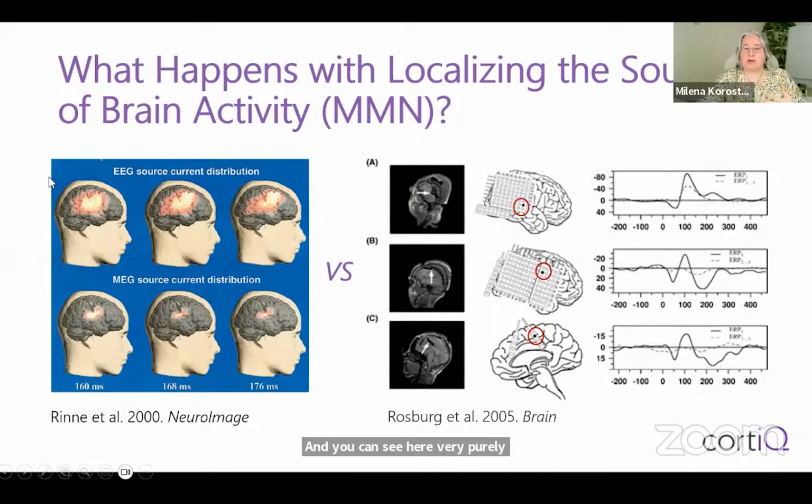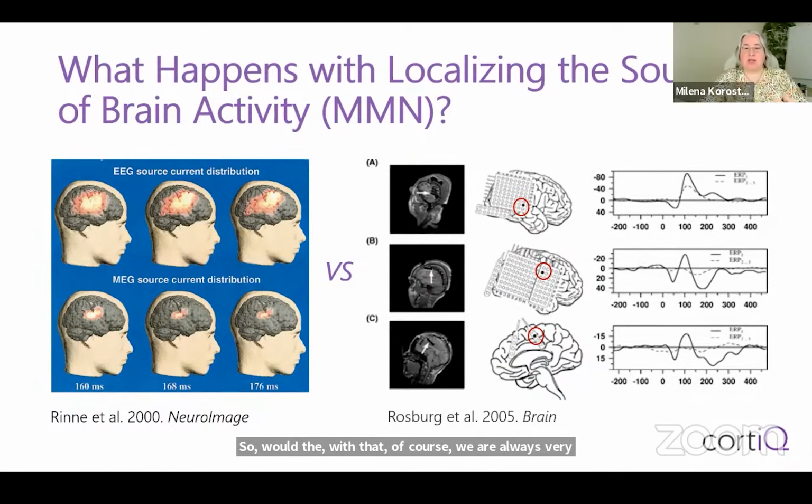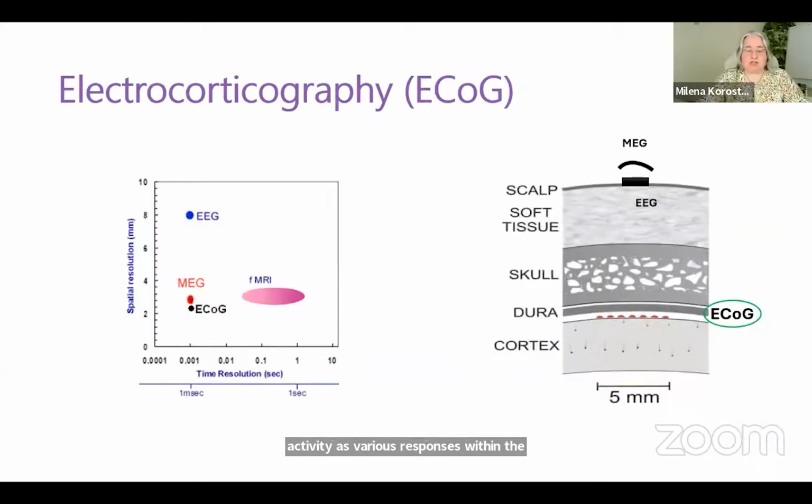So you can compare the picture on the left, the picture on the right, and the precision with which intracranial recordings can provide us with the information that we really need. So with that, of course, we always valued and still value tremendously the options that intracranial recordings provide us in terms of research and understanding of the mechanisms of various activities, various responses within the brain, their localization.